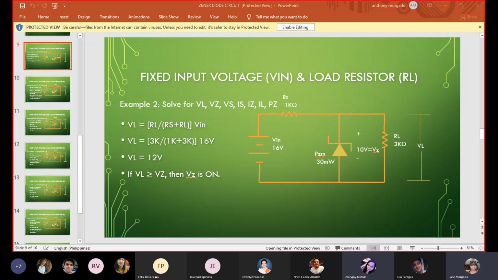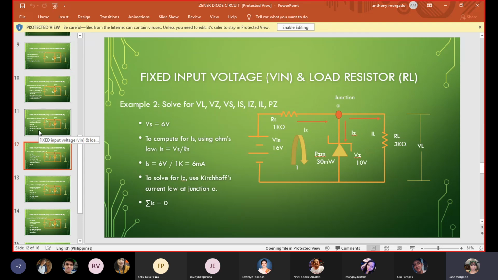Bakit ganon? Parallel po, dahil parallel. Okay? So, hindi ko na i-discuss to. I-discuss na natin yun.